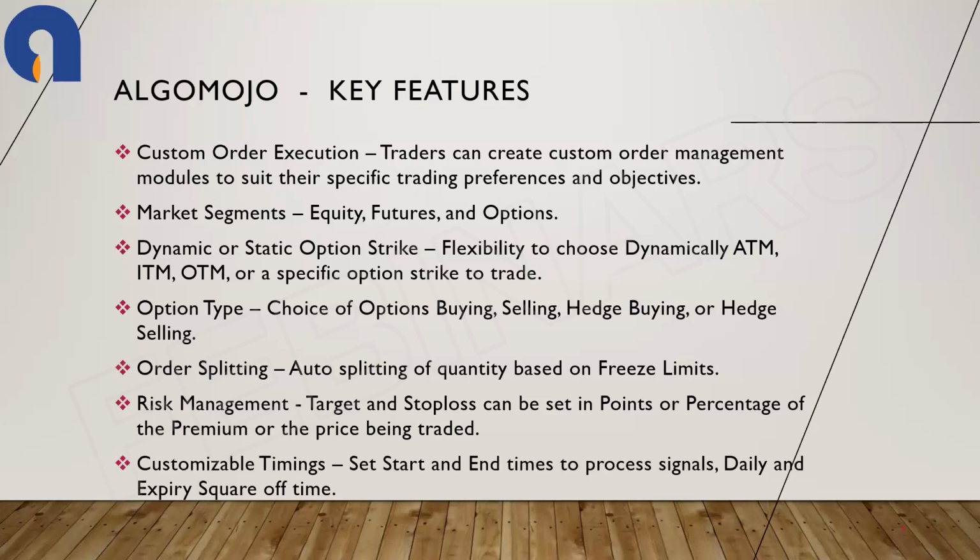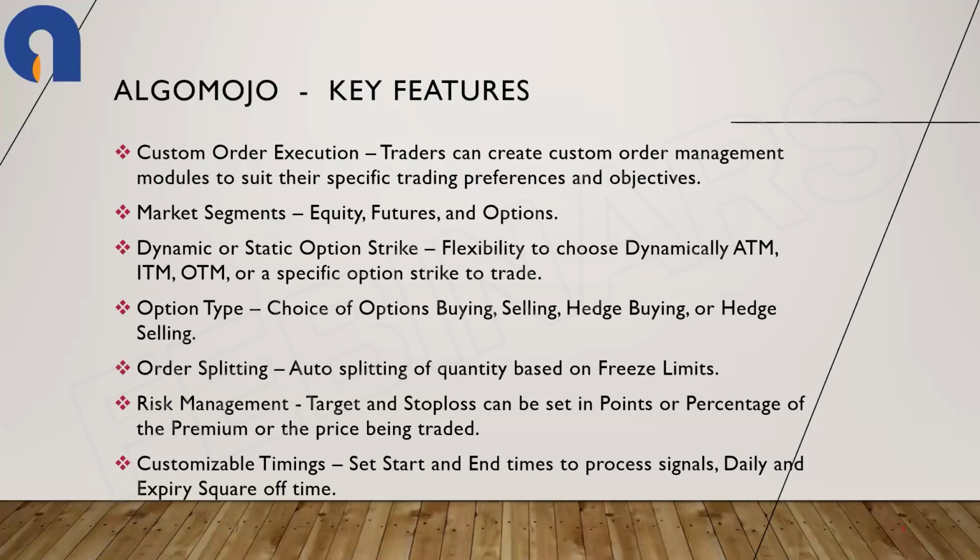Then you can customize the time that you want to set. It could be the start time or the end time. When we say start time, we have seen traders who don't want to trade the morning volatility or the closing volatility. They would like to start their trade from say 10 o'clock, 10:30 or 11 o'clock, and do not wish to automate any signals which come after say 2:30 or 3 o'clock. So you can set the end time, and square off times can also be set. Expiry times can also be set.